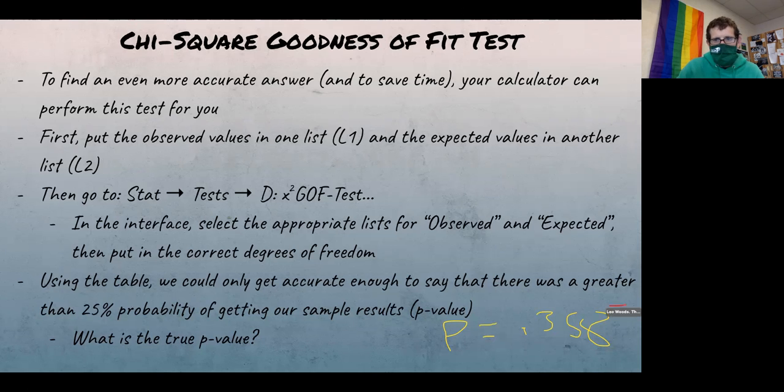Okay, what does this 0.358 mean? It means there's a 35.8% probability of getting the results we did, assuming the null hypothesis is true. That's pretty likely, right? We only reject the null if it's an incredibly unlikely outcome. So with this, we say we failed to reject the null hypothesis.